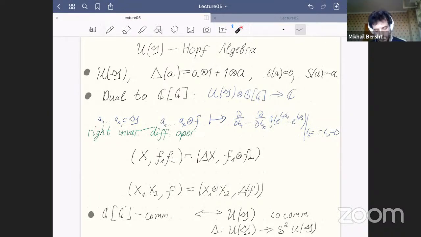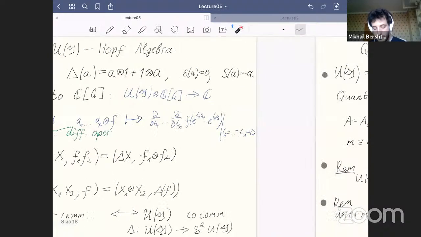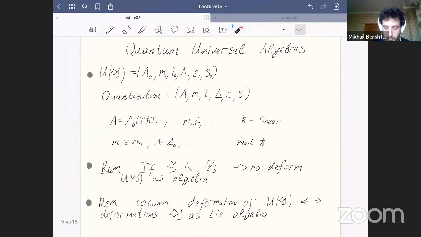Okay. And as well as we discussed deformation of the algebra of functions on the group, we can discuss deformation of the dual object, the universal enveloping algebra. And this leads us to the notion of quantum universal enveloping algebras, or I omit the word enveloping, quantum universal algebras, or better, say quantum algebras. Maybe just quantum algebras.